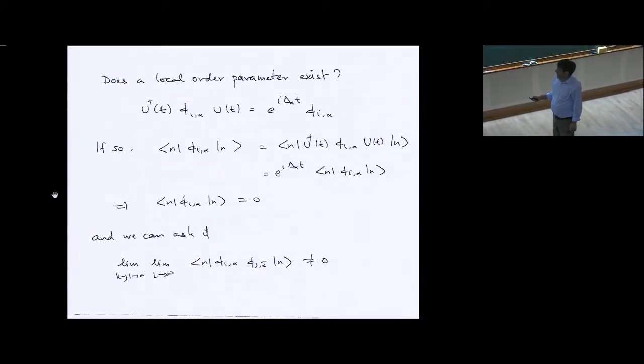On the other hand, now we can ask, what about at long distances, where this argument no longer holds? Is there an expectation value? And if this is non-zero, then we will declare that the system breaks time translation symmetry. So far, so good? Seems nice.